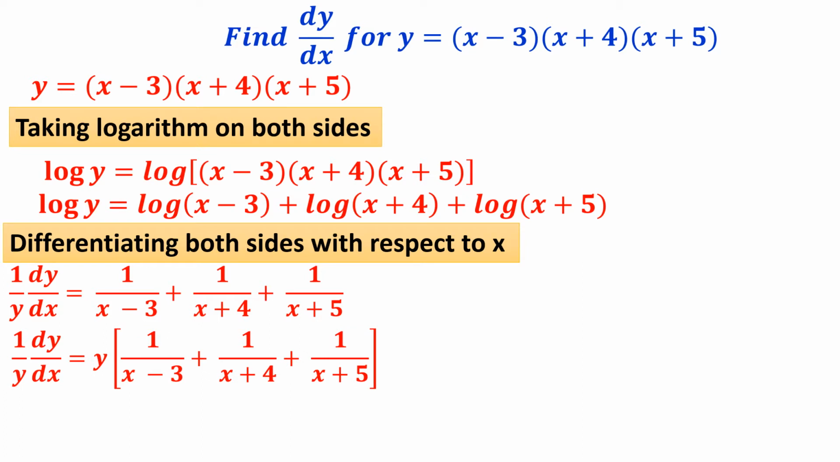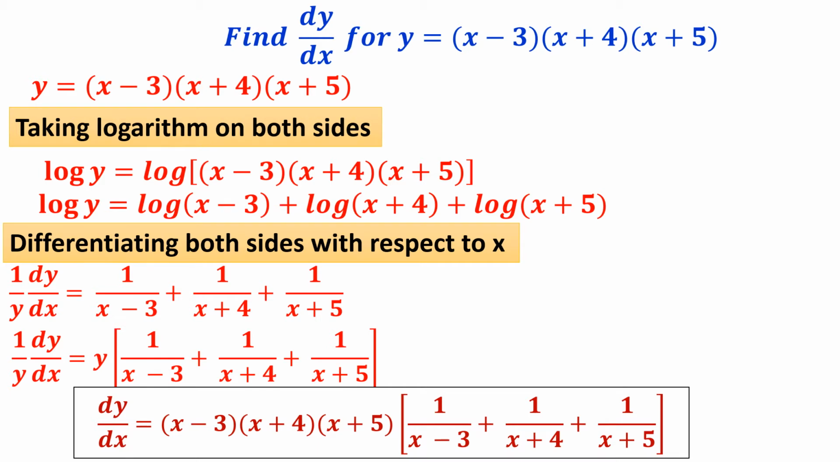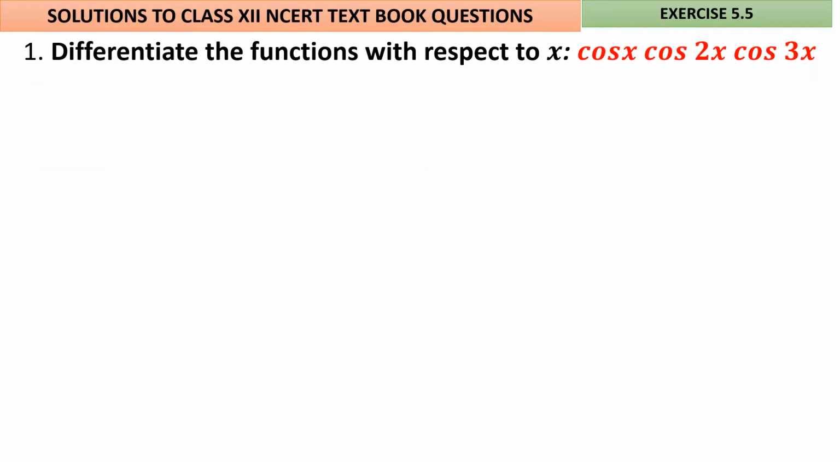Push that y to the right hand side. Then you will get dy by dx is equal to x minus 3 into x plus 4 into x plus 5 multiplied by 1 by x minus 3 plus 1 by x plus 4 plus 1 by x plus 5. Okay, now we have seen two examples over here. Let us move on to the problems of exercise 5.5.